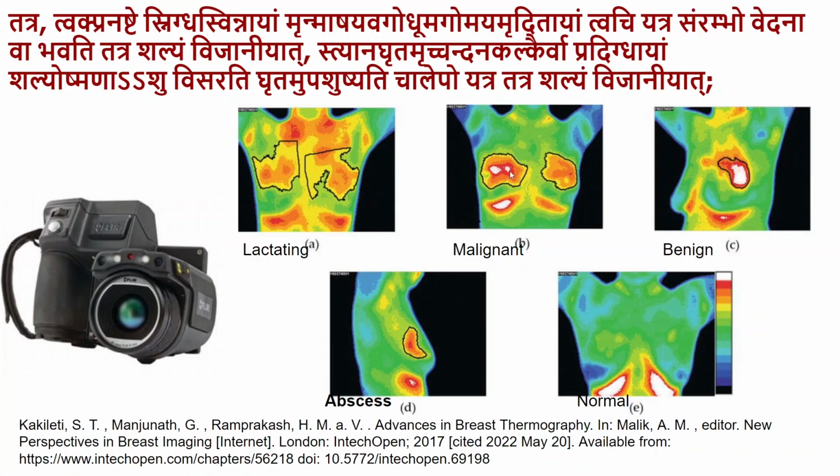In a malignant lesion, you can see an area where the temperature is lesser, a cold area, surrounded by an area of increased temperature. In a benign lesion, this area of coldness is slightly more. In an abscess, it will be highly varied, like the temperature will be higher. So this mapping of the area and then making the diagnosis is possible with the advanced technology of thermography.